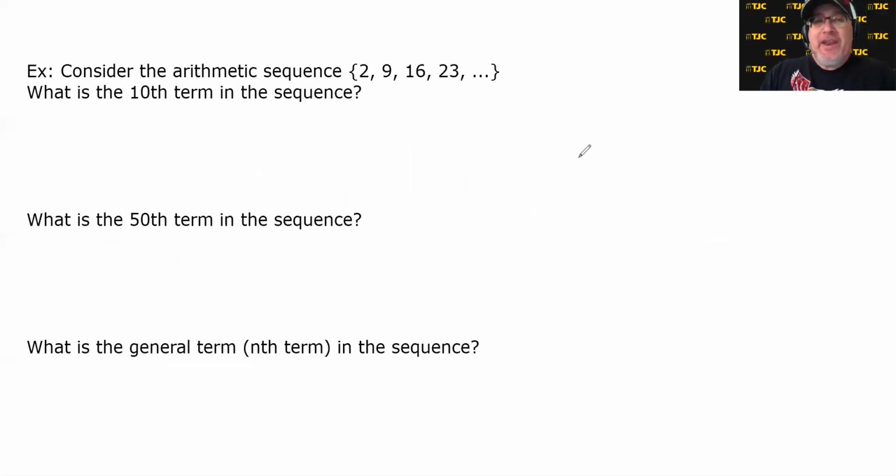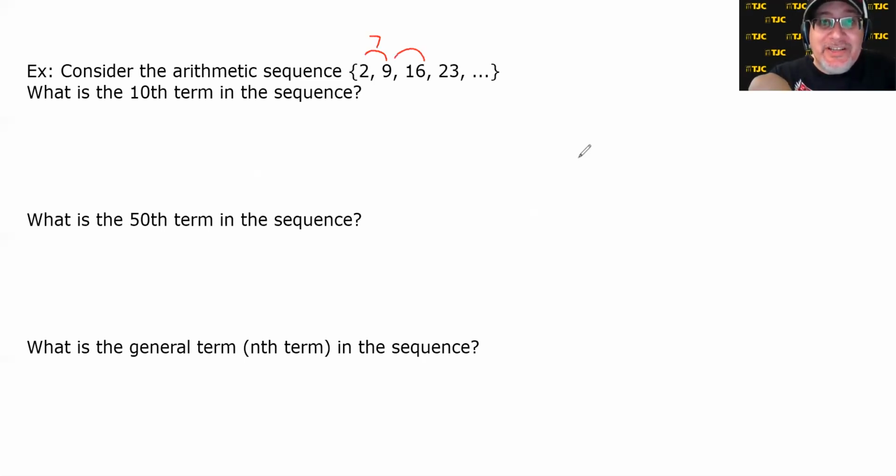How can you tell it's arithmetic? Well, you ask yourself, what do I get when I subtract one number minus the number in front of it? Or equivalently, what do I add to one number to get the next number? Either way that you look at it, to get from 2 to 9, I would have to add 7.